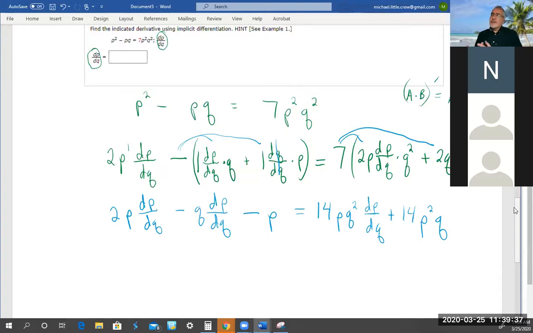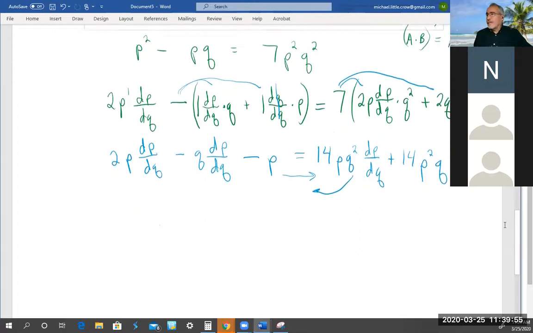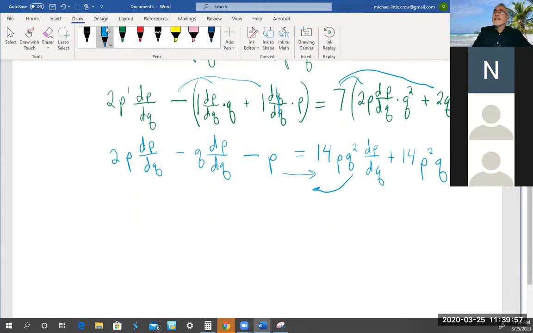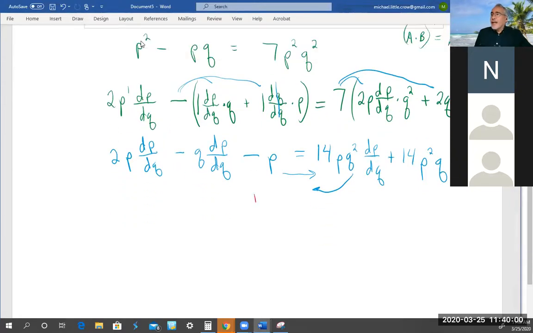Okay, now the goal with this is we get everything that has a dp/dq onto the same side of the equation. So since we already have 2 here, let's move this one over, and then the stuff without a dp/dq moves the other way. And we're able to do that by adding or subtracting. So what I do is I'm going to add p to both sides, and I'm going to subtract 14p q squared dp/dq from both sides.